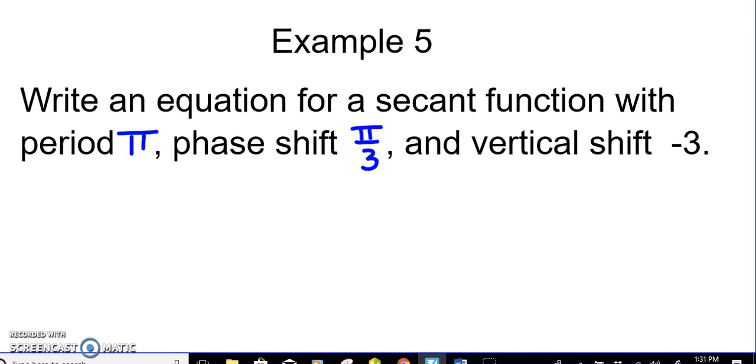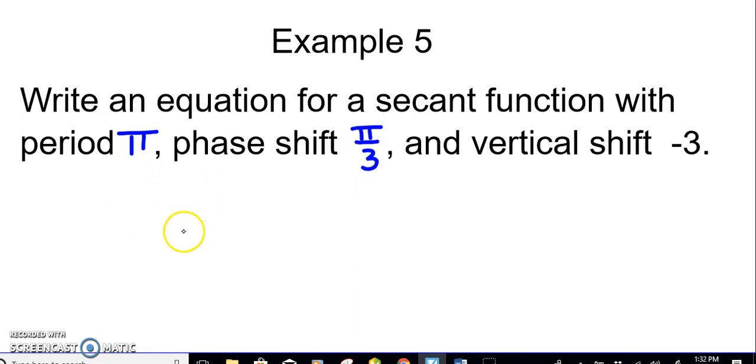But now they don't want you to do that. They give you the period, the phase shift, and the vertical shift, and say create the equation for the secant function. Here you're creating the secant function with a period of pi, a phase shift of pi over 3, and a vertical shift of -3. So you're creating the equation with the transformations in it. It's not going to be bad.